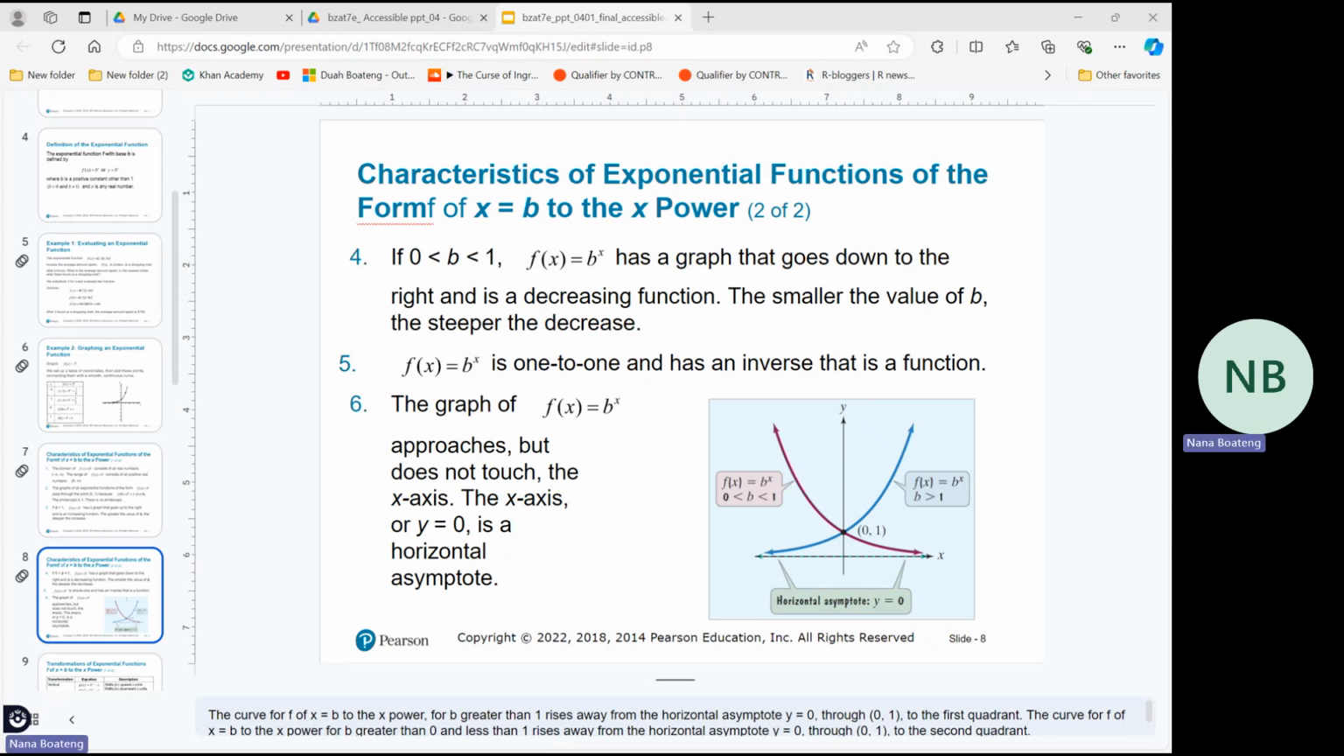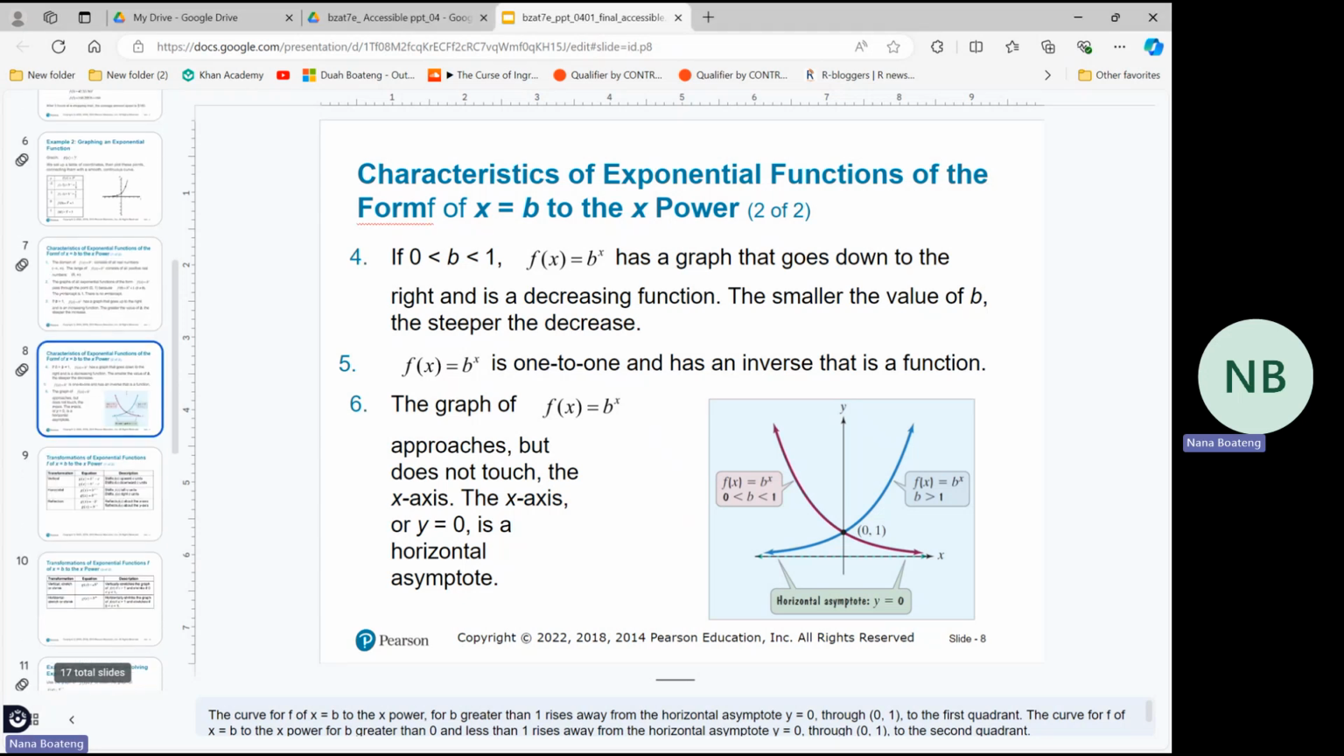And the graph of f of x approaches the x-axis, but it never touches the x-axis. The value of y is never 0, although it gets closer and closer to 0. So it never touches the x-axis, although it gets close to it. So it has a horizontal asymptote. We say it has a horizontal asymptote because as it gets closer and closer to the axis, it never touches it.